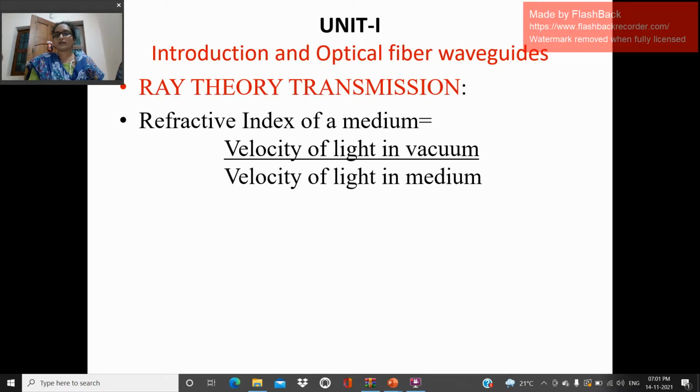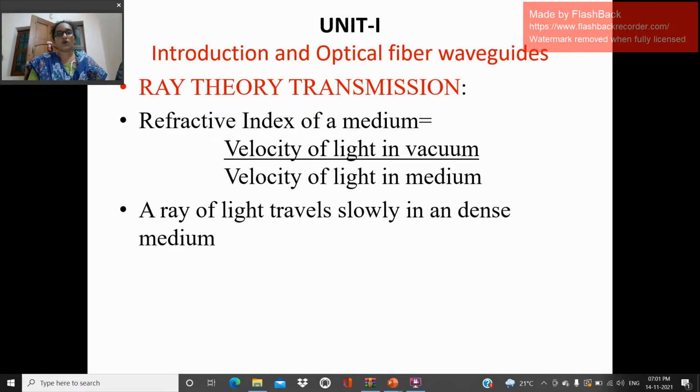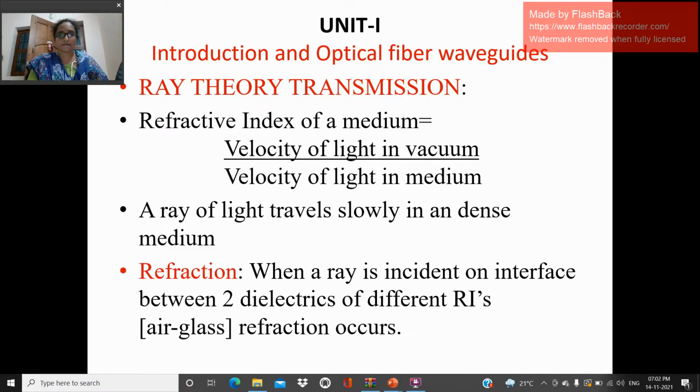So, refractive index of a medium. What is the refractive index of a medium? It is defined as the ratio of the velocity of light in vacuum to the velocity of light in the medium. As a ray of light travels, in a denser medium the light travels slower, and in a rarer medium the light travels faster.